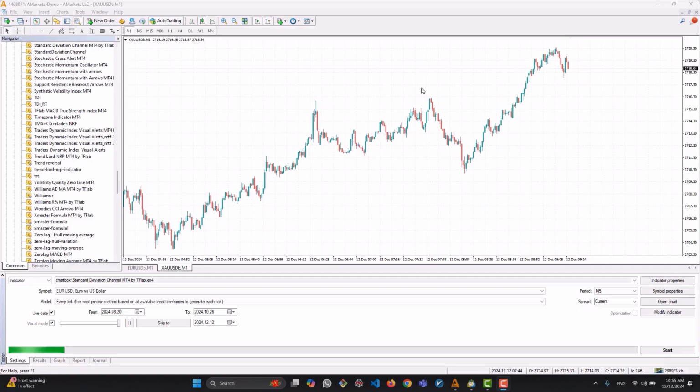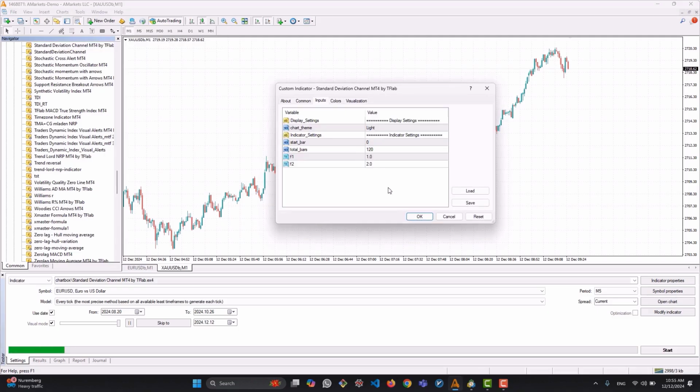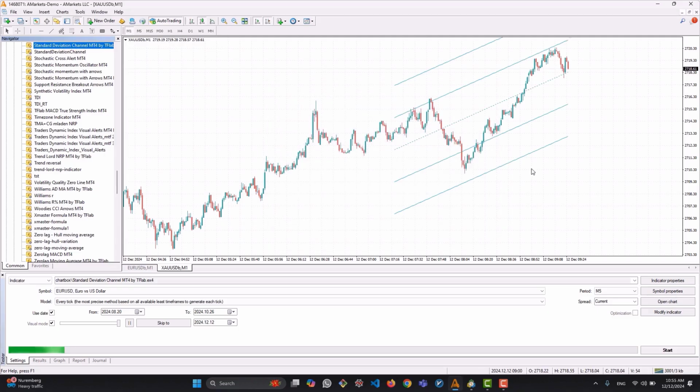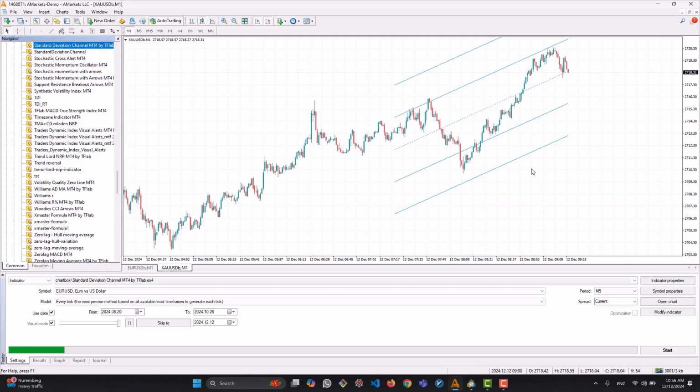Hello. In this video, I will be examining the standard deviation channel indicator on the MetaTrader 4 and MetaTrader 5 platforms. This indicator marks channels on the chart for us, which we can use both as support and resistance levels, and also for setting stop loss and take profit levels in our trades.